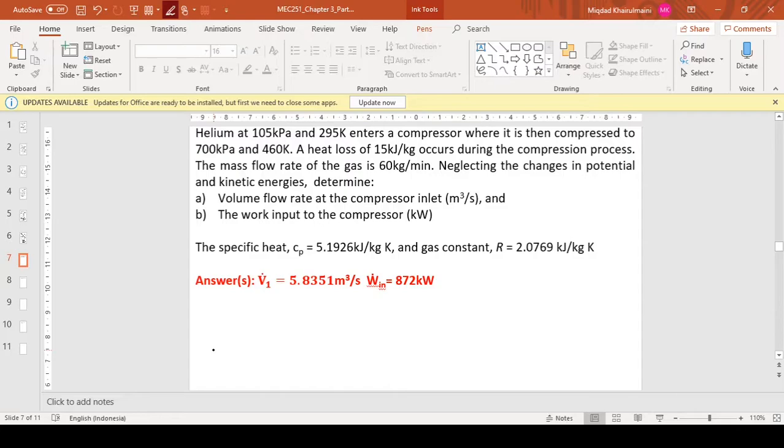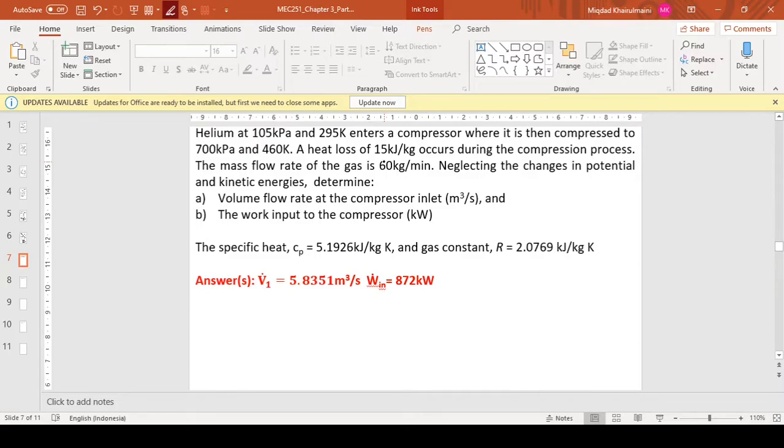Initial pressure is 105 kilopascal, initial temperature is 295 Kelvin. At the exit, pressure increases to 700 kilopascal, temperature increases to 460 Kelvin. There is a heat loss. Heat loss here refers to q out in units kilojoules per kg, so 15 kilojoules per kg. This is the q out, in small letters, because of the unit kilojoules per kg.